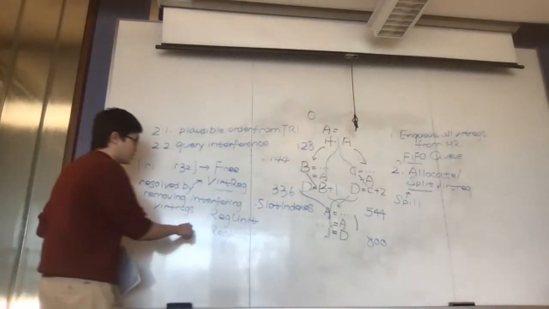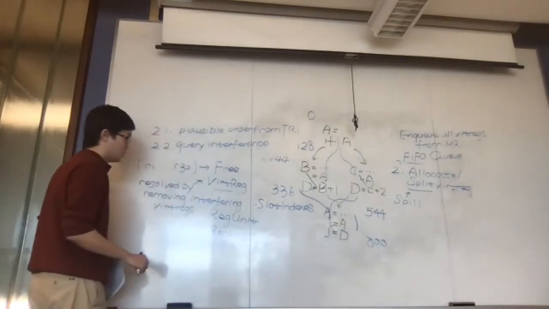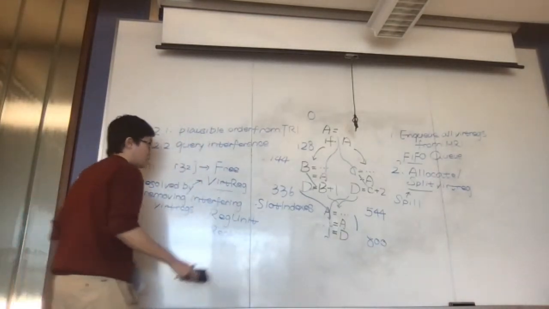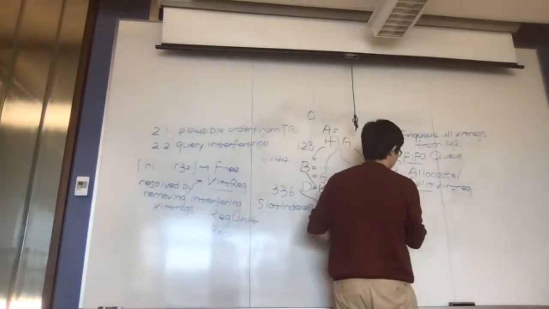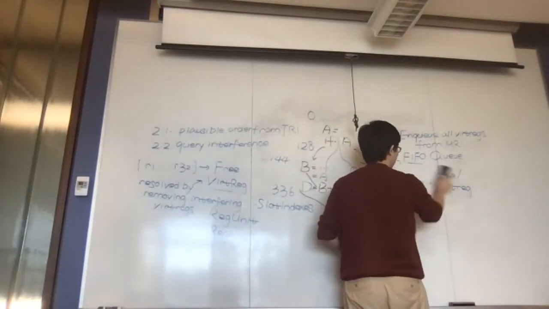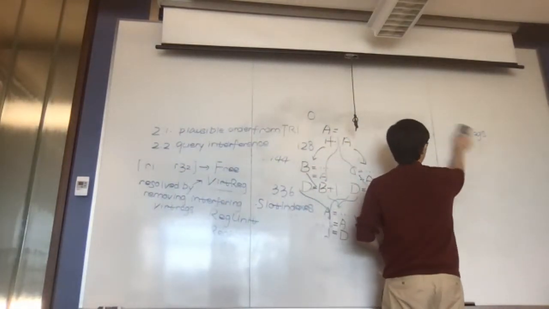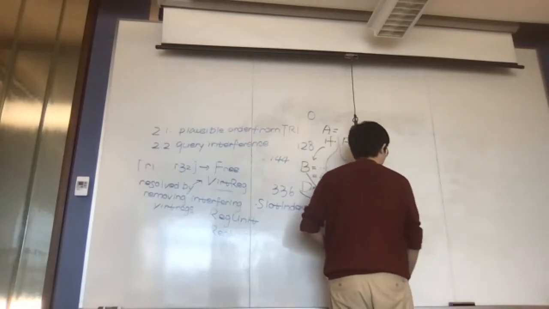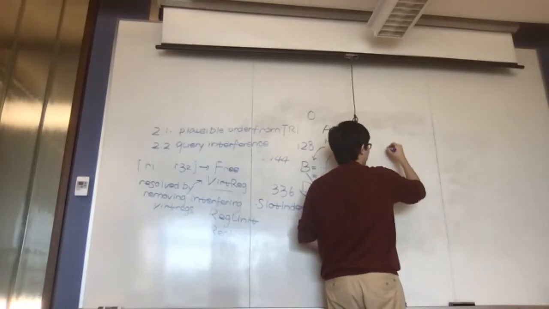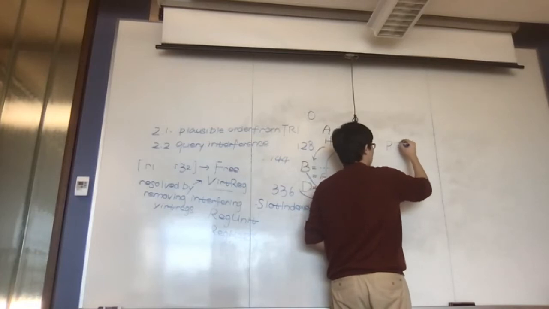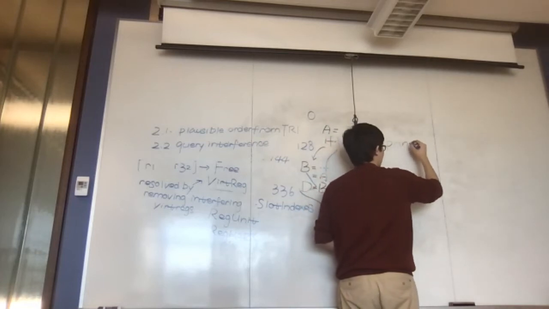So what register units interference means is that, suppose that we have a function call, let's say print.